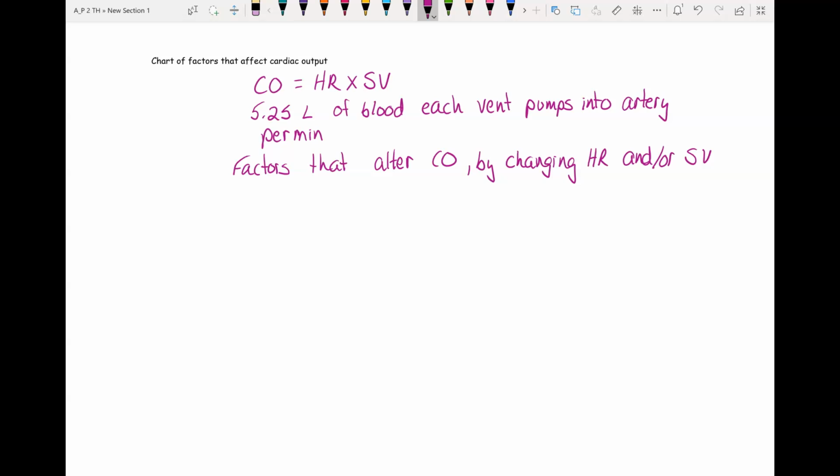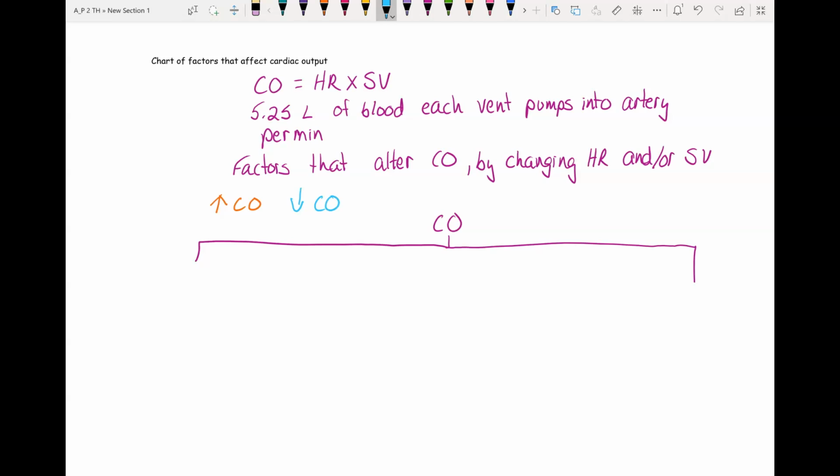So really our chart is going to be about things that can affect heart rate and things that can affect stroke volume. So we're going to have cardiac output here at the top. And we'll use two colors here. We'll use a color for things that increase cardiac output and a color for things that decrease. So anything I put in orange is going to be something that will end up increasing cardiac output. Anything I put in blue will be something that will end up decreasing cardiac output.